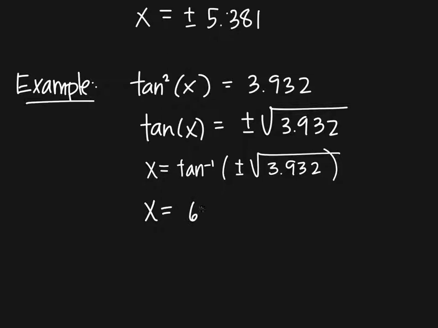I got 63.383. Then try the tan inverse of the negative square root of 3.932. This one did happen to work out, but do not assume that is going to be the case. If it doesn't, then you write both of them. You'll have two separate answers. It's not always going to be the case.